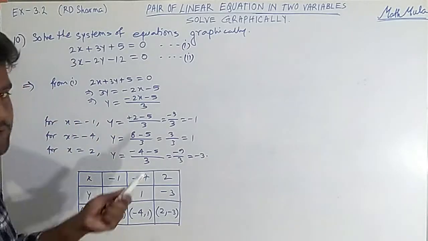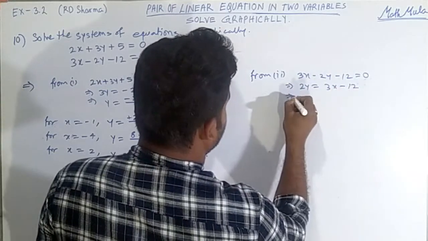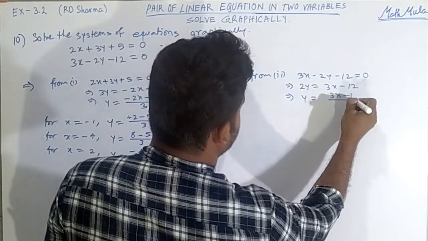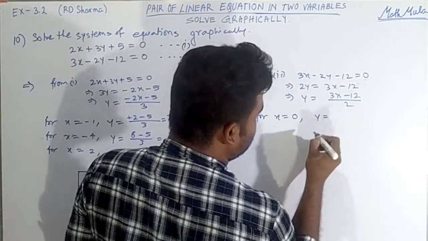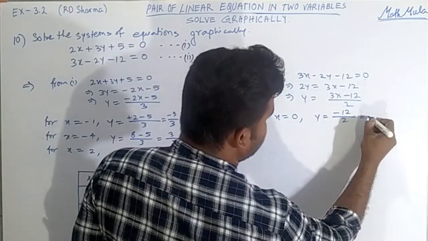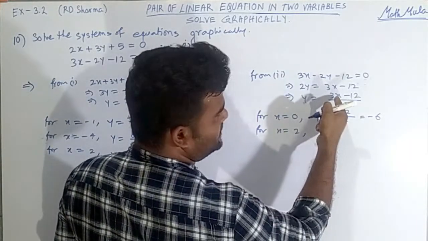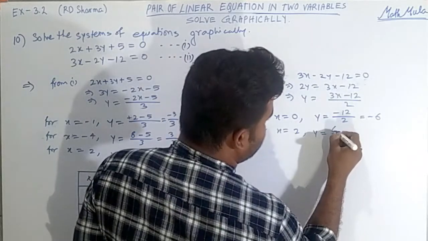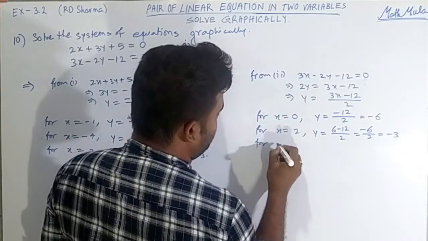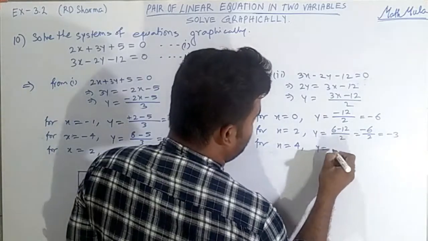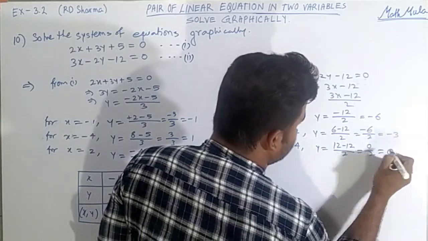Okay. Now for the second equation, that is 2y equals 3x minus 12, that is y equals 3x minus 12 by 2. Now for x equals 0, we can write y equals minus 12 by 2, that is minus 6. Now for x equals 2, then we get 3 times 2 is 6, minus 12, then y equals 6 minus 12 by 2, that is minus 6 by 2, that is minus 3. Now for x equals 4, then y will be 3 times 4 is 12, minus 12 by 2, that is 0 by 2, that is 0.